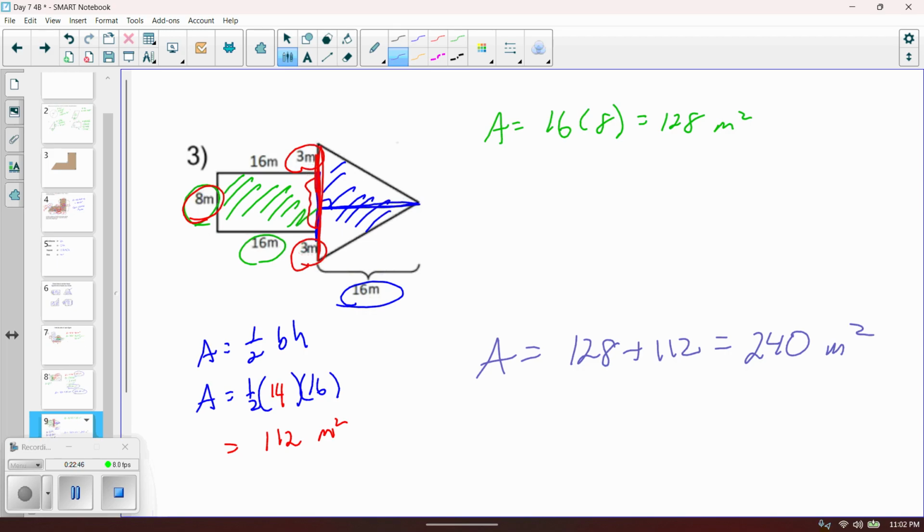Again, there might have been other ways that you broke that one up, but that's probably the easiest way that I could see to do it. And if you broke it up in a different way, as long as your area works out to be 240 meters squared, then you've done it right.